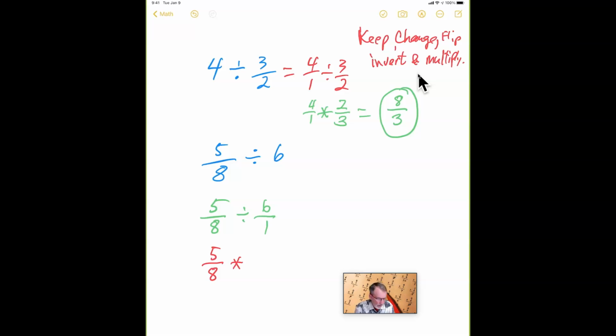And then we're going to invert this 6 over 1 to make it 1 over 6. And multiplication by the inverse, and this is the multiplicative inverse, is the same as division by this 6 over 1, which is equivalent to division by 6. So we're taking 1/6 of this, which is the same as dividing something by 6.